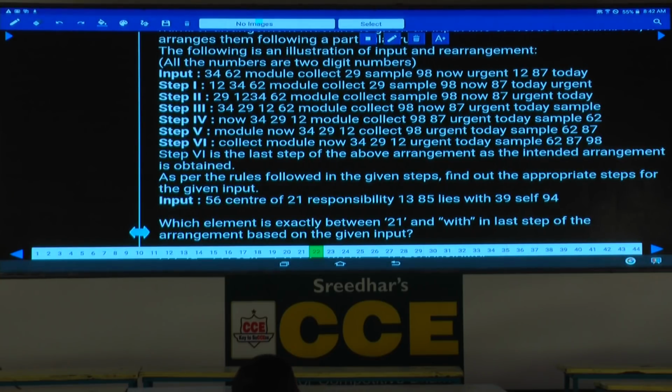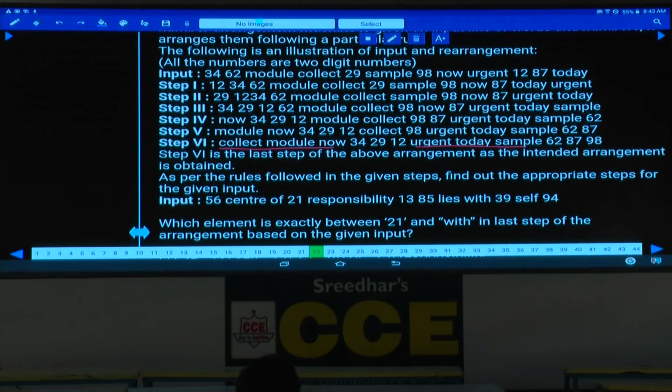Now the output is: collect module now and 34, 29, 12, urgent today's sample 62, 87, 98, isn't it? Then CMN, all these words, the words which start with consonants, are arranged in the ascending order. Next 3 are in the descending order. CMN are in the ascending order, and the next 3 are in the descending order.